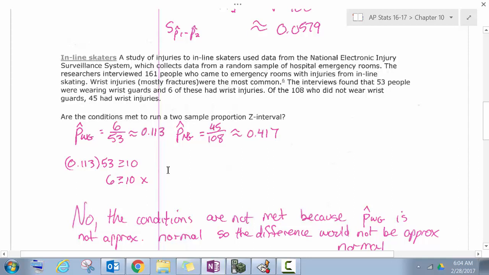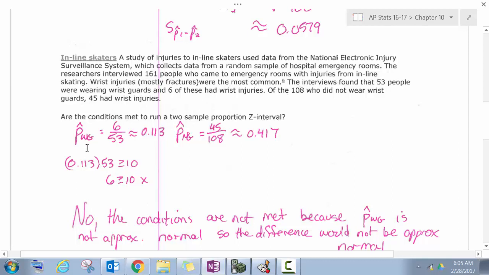Alright, inline skaters. So we wanted to collect data from a random sample of hospital emergency rooms. The researcher interviewed 161 people who came to the emergency room with injuries from inline skating. Wrist injuries were the most common. The interviews found that of 53 wearing wrist guards, 6 had wrist injuries. Of 108 who did not wear wrist guards, 45 had wrist injuries.